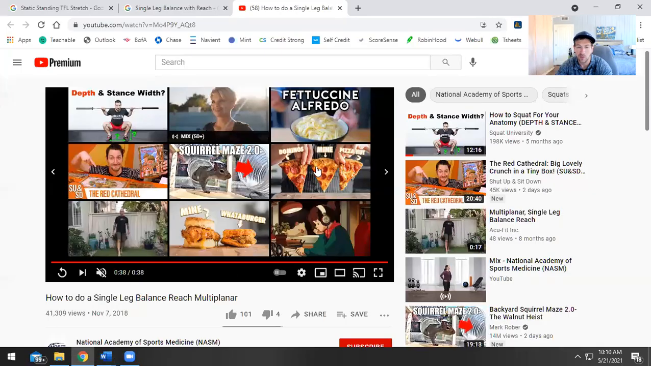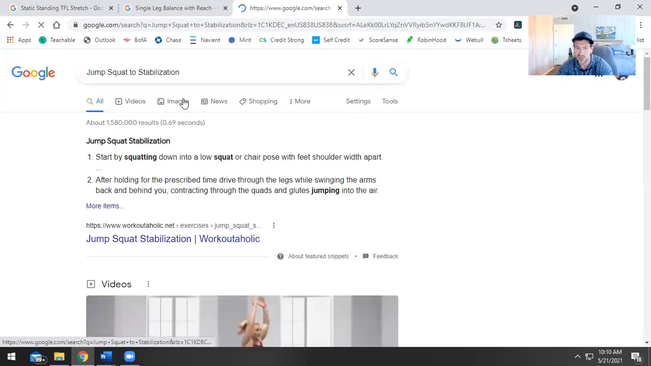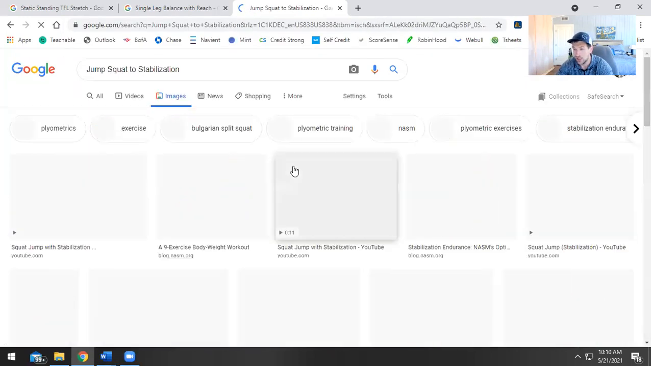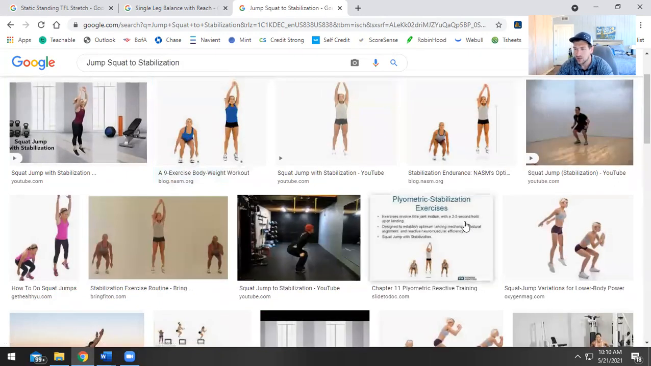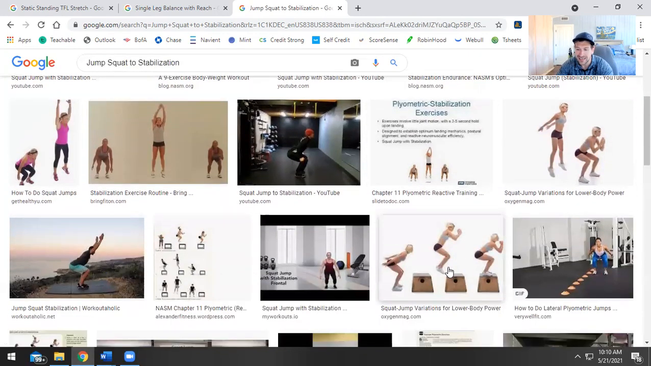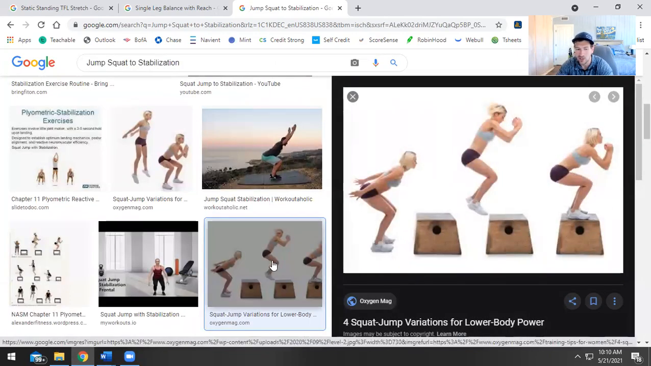And then just like in the video we watched, we're going to do a squat jump with stabilization. It's a really great way to teach your client how to develop proprioception and get used to landing with those toes forward and knees not caving in, right? So by landing and stabilizing, they could also do a box jump to stabilization. This is also a really good option.